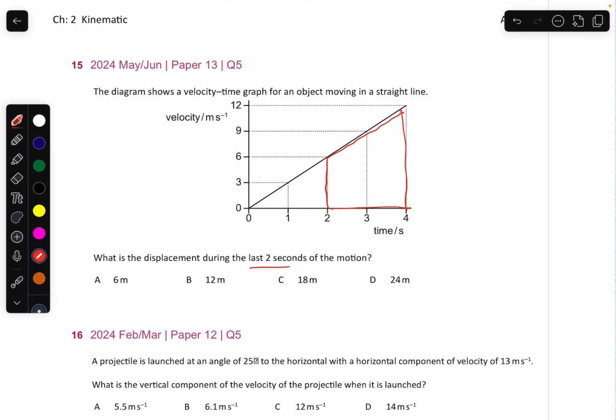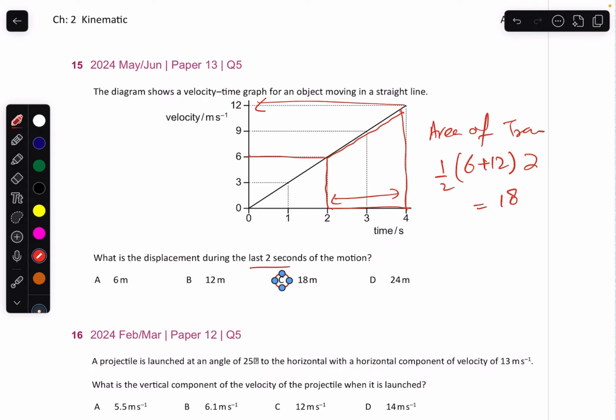It's again a trapezium. Area of trapezium will be 1 by 2 times the sum of parallel sides, that is 6 and this line is 12. So 6 plus 12, multiplied with the distance between them, that is 2. That will give you 18. It's option C.